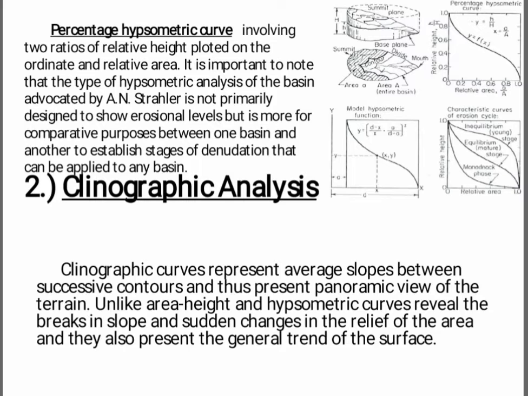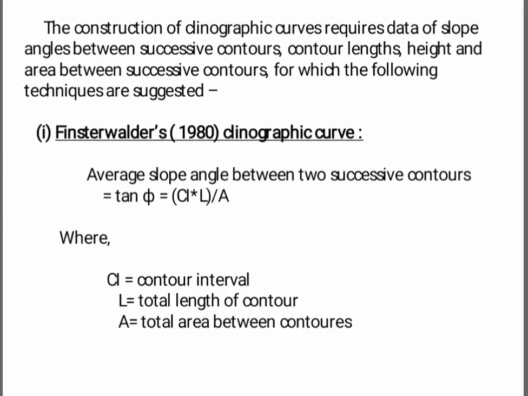The clinographic curve represents average slope between successive contours and thus represents a panoramic view of the terrain. Unlike area height and hypsometric curves, it reveals the breaks in slope and sudden changes in the relief of the area, and it also presents the general trend of the surface. The construction of clinographic curves requires data on slope angle between successive contours, contour length, height, and area between successive contours, for which the following techniques are suggested.